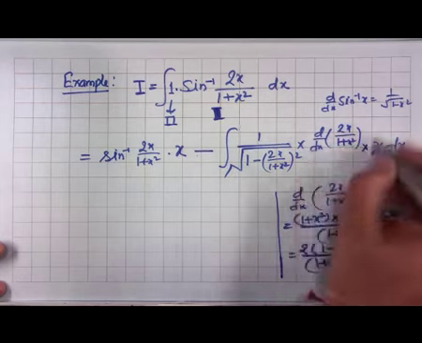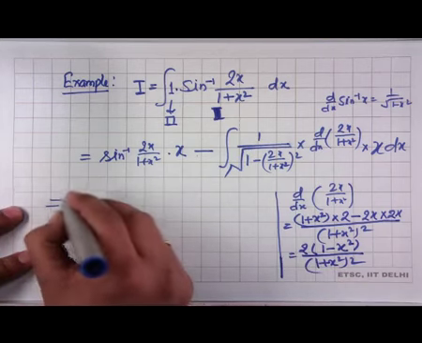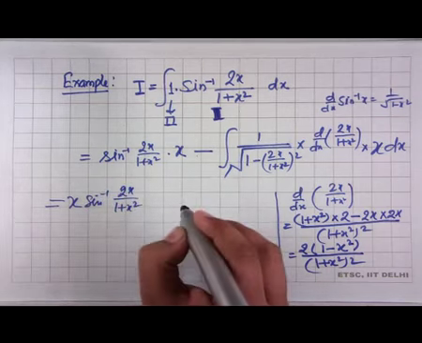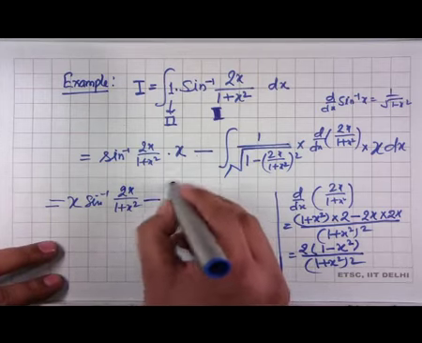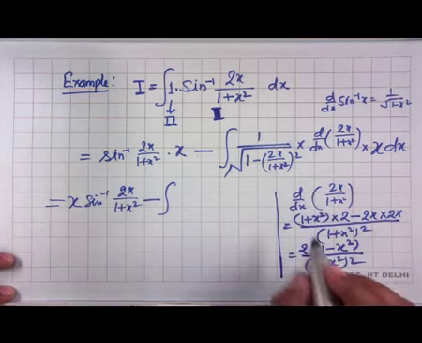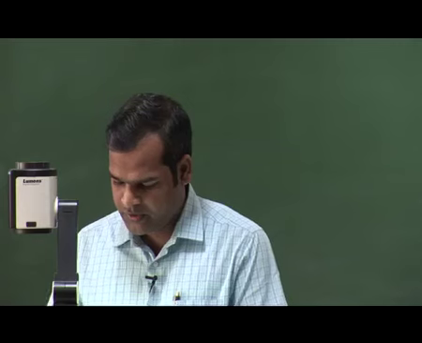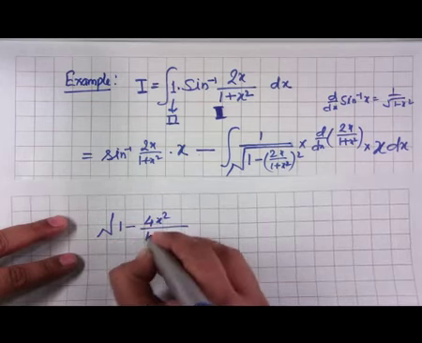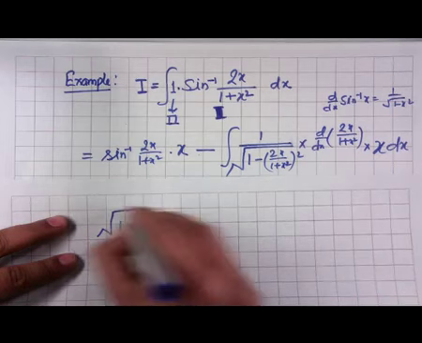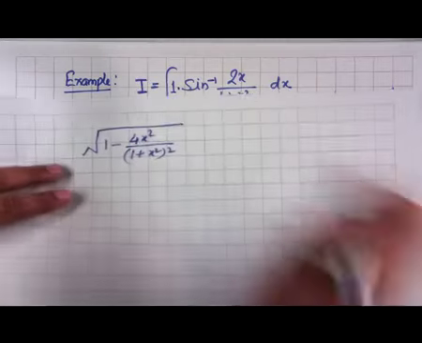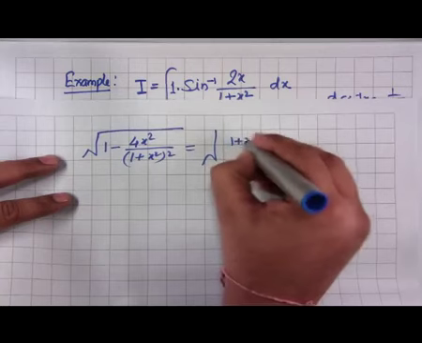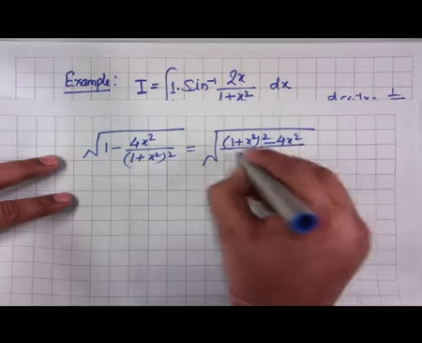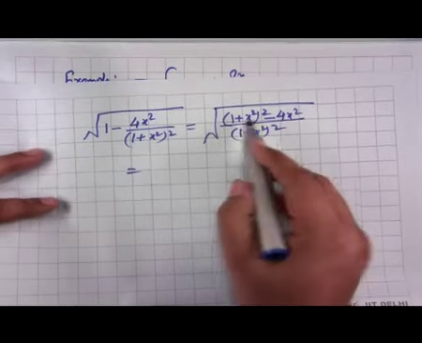So, now that I have the value of the derivative, I will write it here: x sine inverse 2x upon 1 plus x square, minus the integral. I have this term now here, 1 minus 4x square. The denominator I will evaluate separately: 1 minus 4x square over 1 plus x square whole squared. I will write it as the square root of 1 plus x square whole squared minus 4x square, divided by 1 plus x square whole squared.